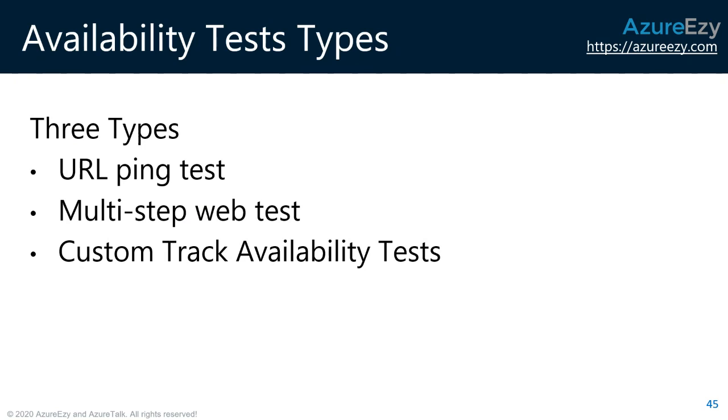Then there is the multi-step web test. You use this whenever, for example, you have an application and you want to record a sequence of web requests. You can check that sequence of web requests using the multi-step web test. Apart from that, if you have some custom track availability, you can configure it there.